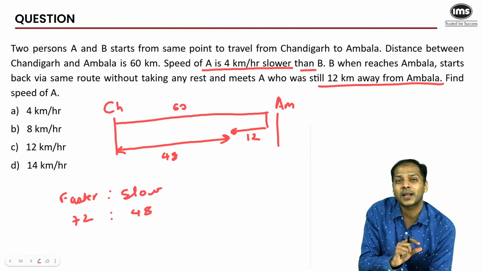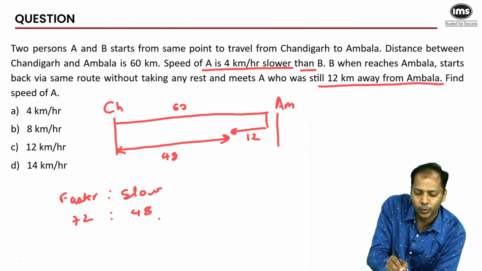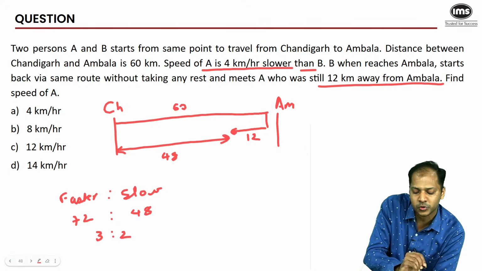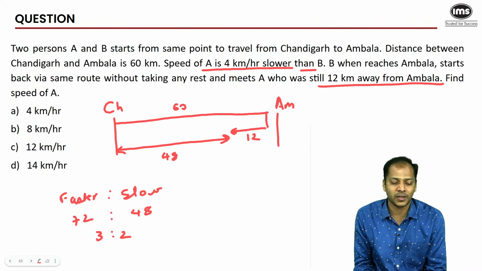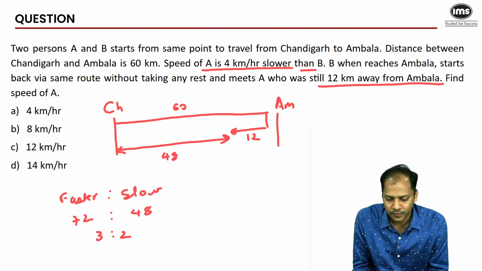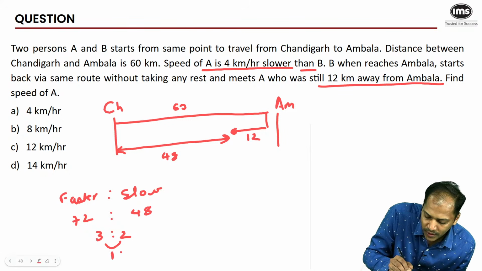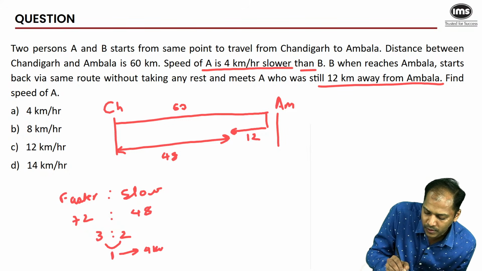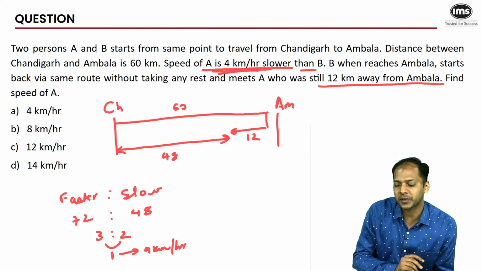The distances covered are directly proportional to their speeds. Hence 72 and 48, the ratio turns out to be 3:2. So their speeds are also in the ratio 3:2. And if their speeds are in the ratio 3:2 and they had a difference of 4 kilometers per hour, then their difference is 1 part, but that's equal to 4 kilometers per hour.